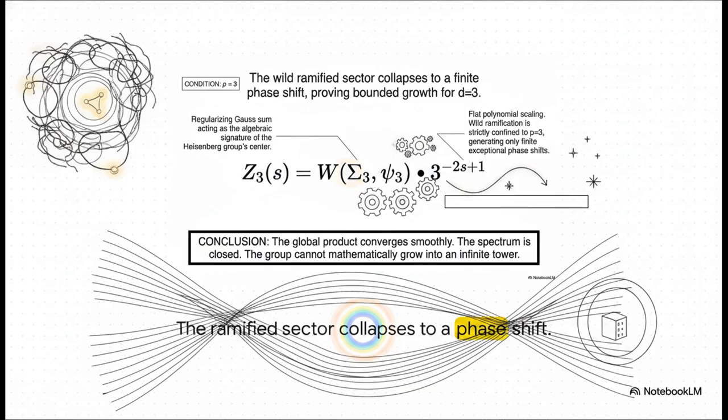Because the wild ramification is strictly confined and scales as a flat polynomial, it only ever generates a finite number of exceptional phase shifts. The global product converges smoothly. Mathematically speaking, it definitively proves the group cannot grow into an infinite tower.